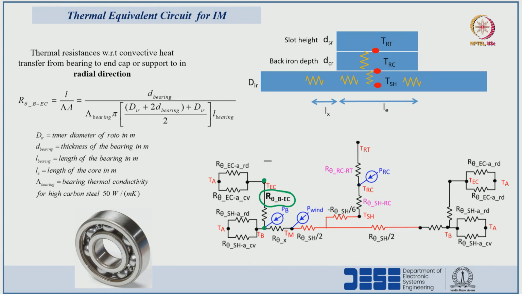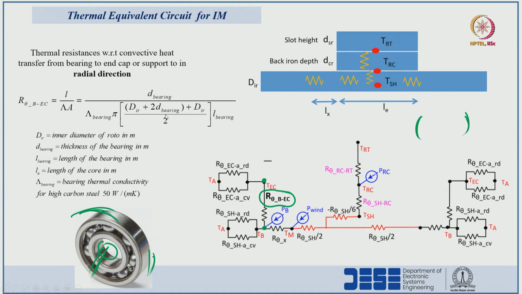The end cap is nothing but the end support which is supporting the rotor structure coupled to the stator. So, from the bearing to the end cap, through conduction, heat is flowing in a radial direction. So, this is the bearing, here the rotor shaft will be there, and on top of this the end cap will be there. So, from the center point of the bearing to the end cap, how the heat is flowing, we can see the thermal resistance here, that is L by lambda A.